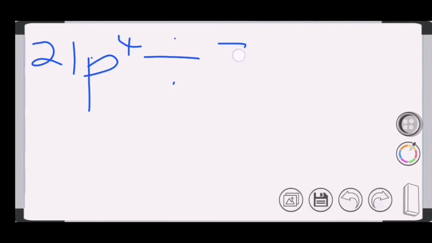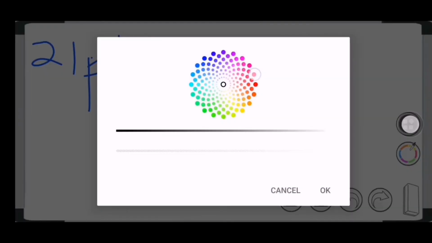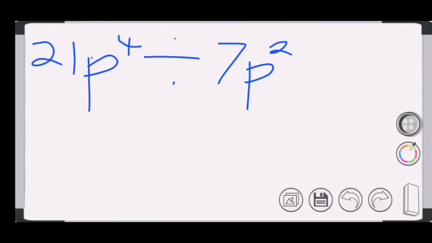Again, let us look at an example of the division. If we have 21p raised to the power of 4 divided by 7p squared, we apply the same method we know as in multiplication. 21 is being divided by a 7. And we know 7 goes into 21 3 times. So you have that answer there.